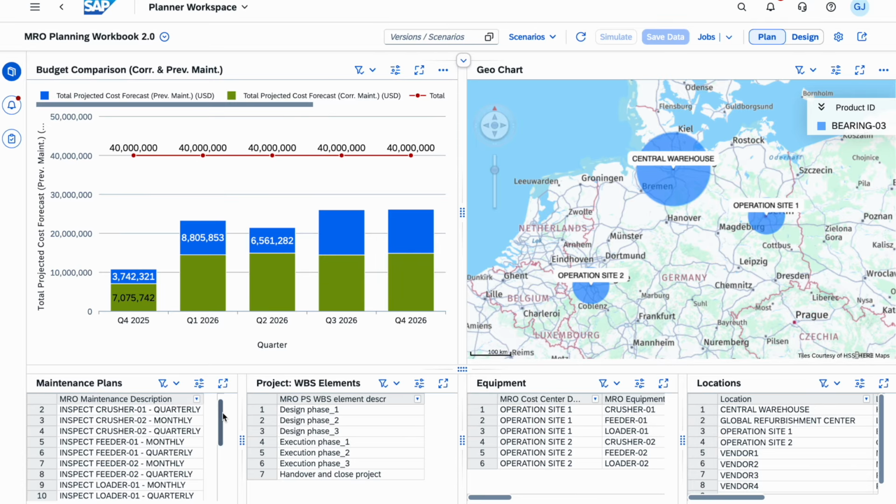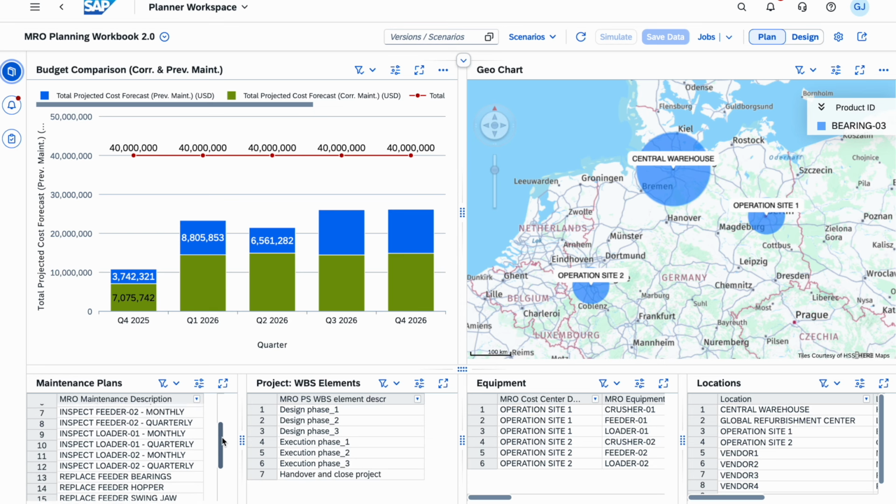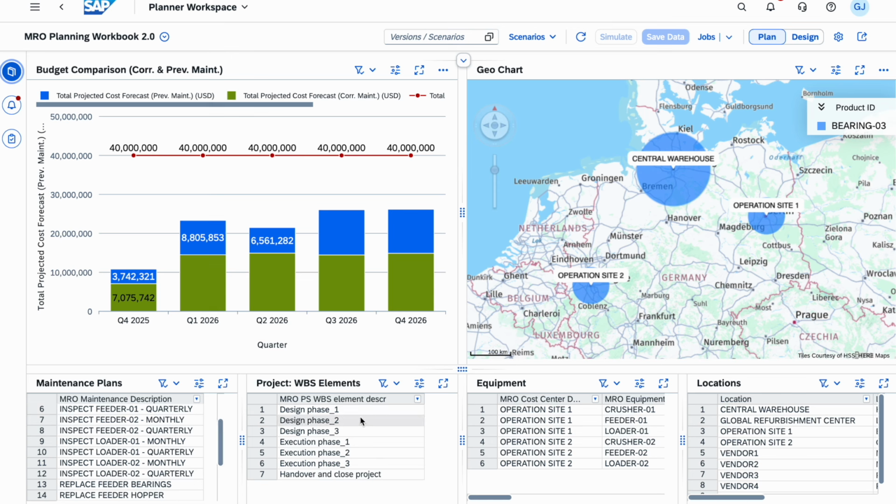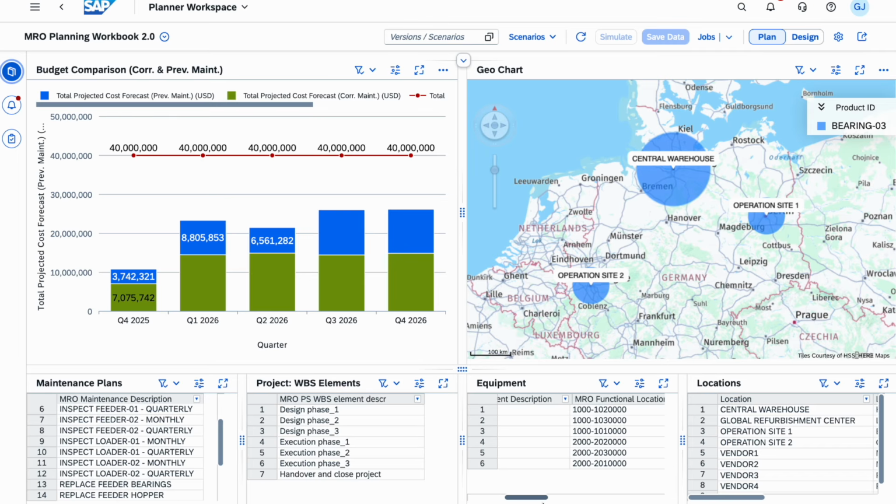MRO planning always starts with understanding what maintenance is required. We bring together all activities: preventive maintenance schedules to avoid failure, corrective tasks triggered by issues, capital or shutdown-related projects. SAP IBP consolidates visibility. The planner sees all relevant equipment and planned interventions. This ensures planning is driven by real operational needs, not guesswork.